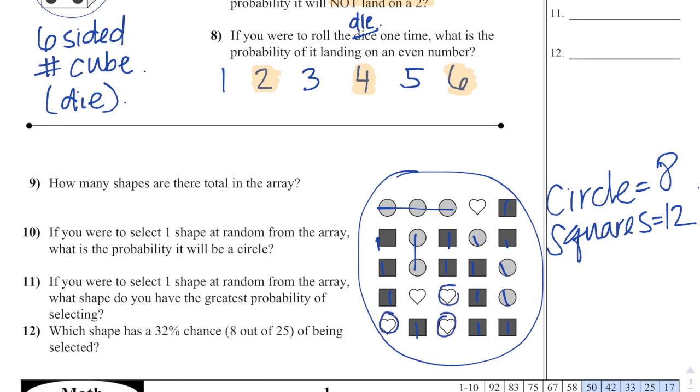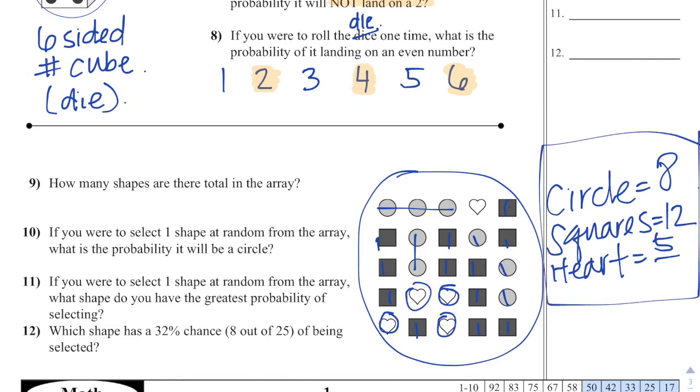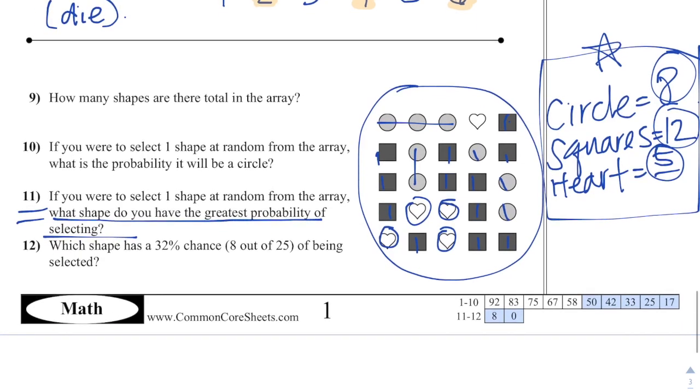Let's see how many hearts we have: 1, 2, 3, 4, 5. So we have 5 hearts. It looks like there is a very clear answer in this set of information. So I'm going to go ahead and let you answer number 11 on your own. What shape do you think has the greatest probability of being selected? It's actually written here. You can figure it out by looking at these numbers, which one is the greatest number, and it should be a piece of cake after that.